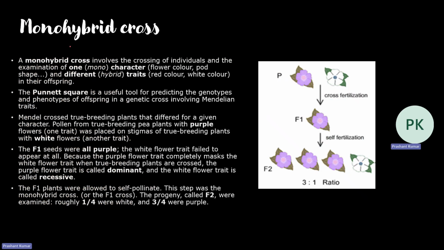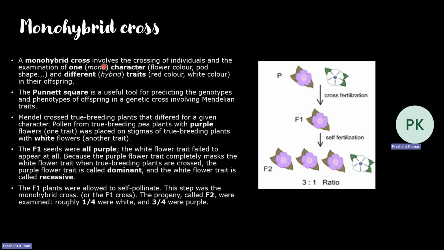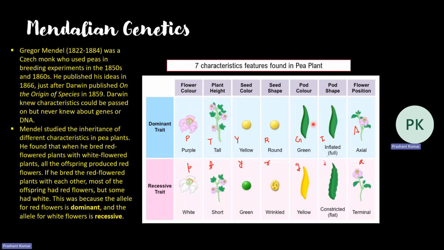So when we say monohybrid, right? Monohybrid means when you are studying one character at a time during the process of hybridization. So you can take any one character, not all. Suppose you're working on the height of the plant, you must check the height of the plant and ignore the other characters which you can see here.